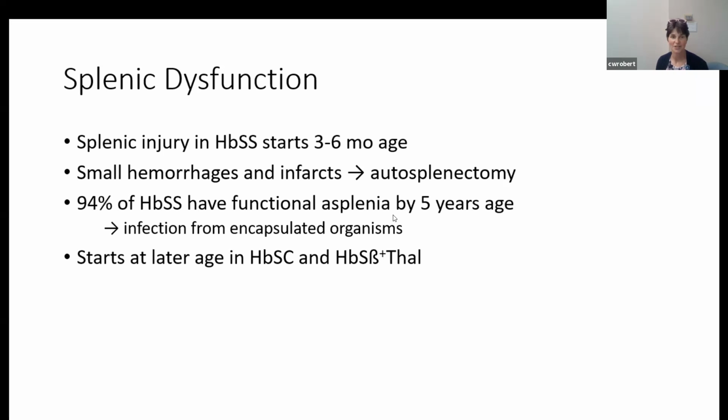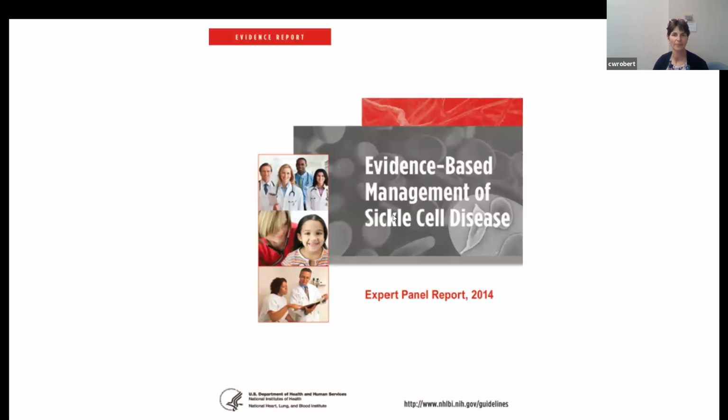It starts at a very young age. The spleen is incredibly vascular, so you have all these little infarcts basically, and it just starts to scar up and shrivel up and not work very well. By 5 years of age, 94% of patients with SS have functional asplenia. So they're profoundly at risk for infection from encapsulated organisms. The dysfunction starts at a little bit later age for SC and sickle beta thalassemia, but it can happen.